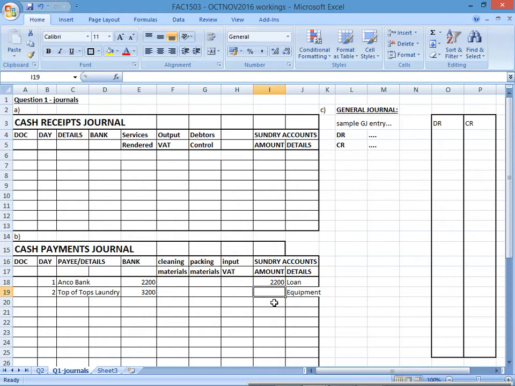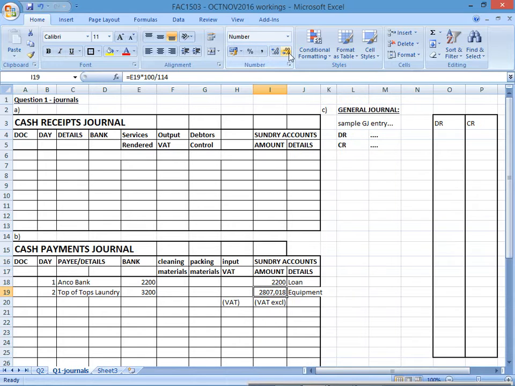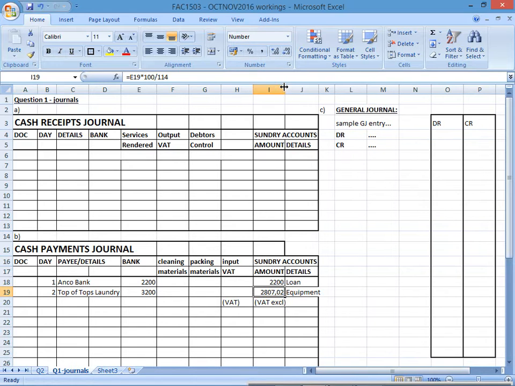What am I going to show here? I'm going to show the brackets VAT exclusive amounts. And then in VAT, I'm going to show the VAT amount. Right, so how do I get the VAT amount? I take the 3,200, I times it by 100, I divide it by 114. That gives me that answer, rounded to the nearest cent. Okay, let's round off to the nearest rand, actually.